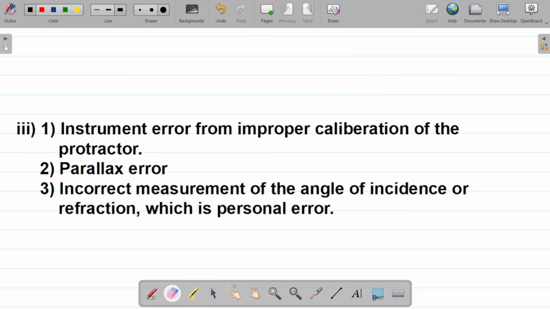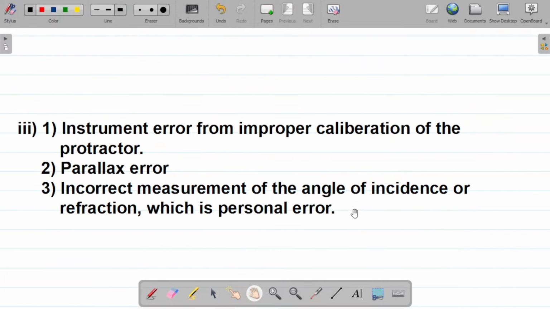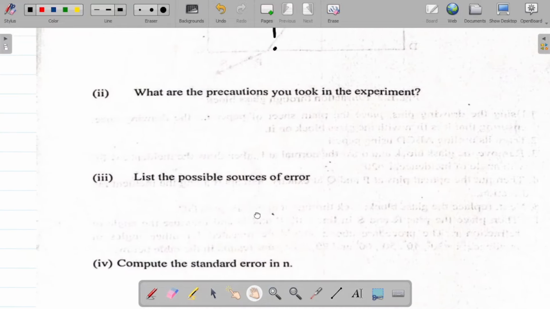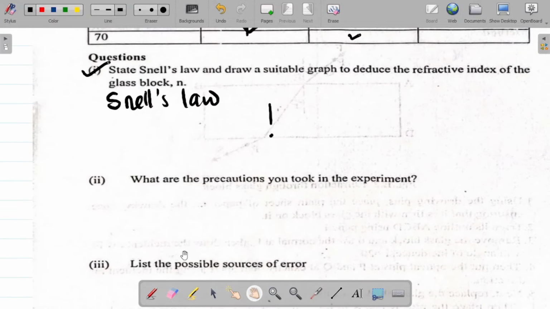Okay, the second possible source of error is parallax error. That's when you don't take your reading by looking directly downwards or towards it. If you take your reading from the side, you have a parallax error. So this is the second possible source. The third one is incorrect measurement of the angle of incidence or refraction, which is personal error. So these are the possible sources of error. Okay. Now back to the question. All right, so far so good. We've done number 1. We've also done number 2, the precautions. We've done number 3, the possible sources of error.